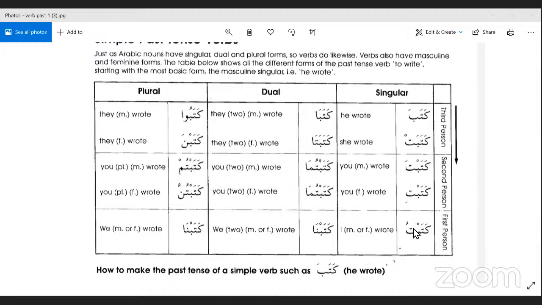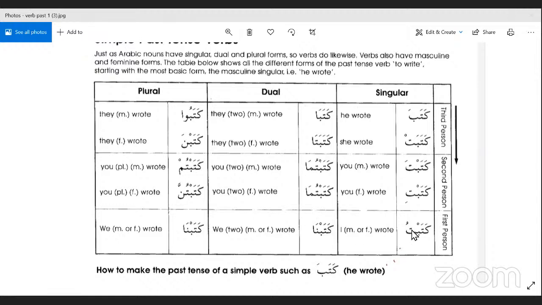And for I, you add the ta with a dhamma, which means I, and we add the noon with the alif, which represents we. Is that clear? Can you please repeat it again? I'm not going to repeat it again. You're going to say it, and I'll correct your mistakes. No, I just the last one is katabtu and katabna.